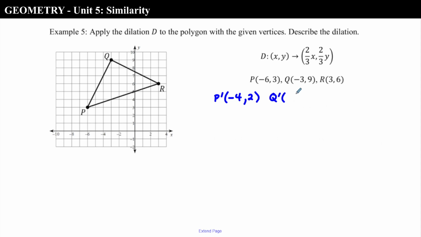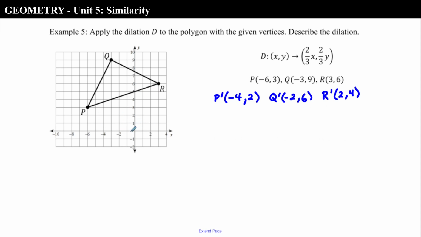Q prime is going to be 3 divided by 3 is 1. 1 times 2 is 2, so I got -2 here. 9 divided by 3 is 3. 3 times 2 is 6. And then for R prime, 3 divided by 3 is 1. 1 times 2 is 2. 6 divided by 3 is 2. 2 times 2 is 4. So these are our ordered pairs for our new figure.